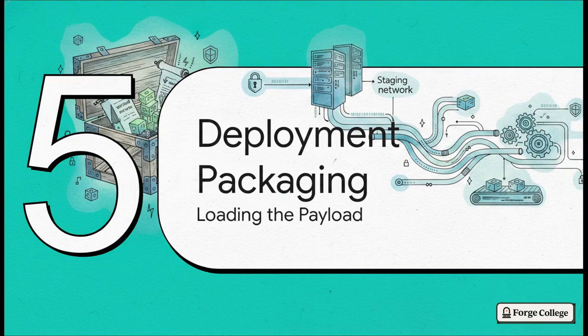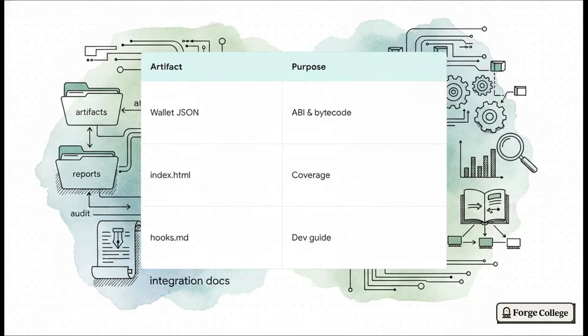Which brings us to our final section, Section 5, Packaging for Deployment. Time to load the payload. All right, assuming all our lights are green and our JSON output is looking absolutely flawless, it is time to safely box up our verified code for the staging networks. But to do this right, your repository needs to be impeccably organized. It's like a giant puzzle where every piece has a very specific home.